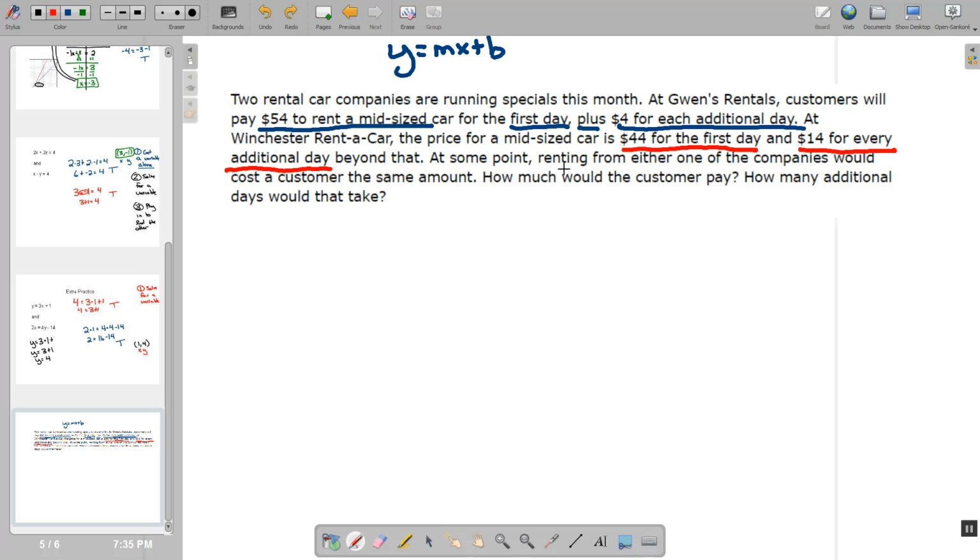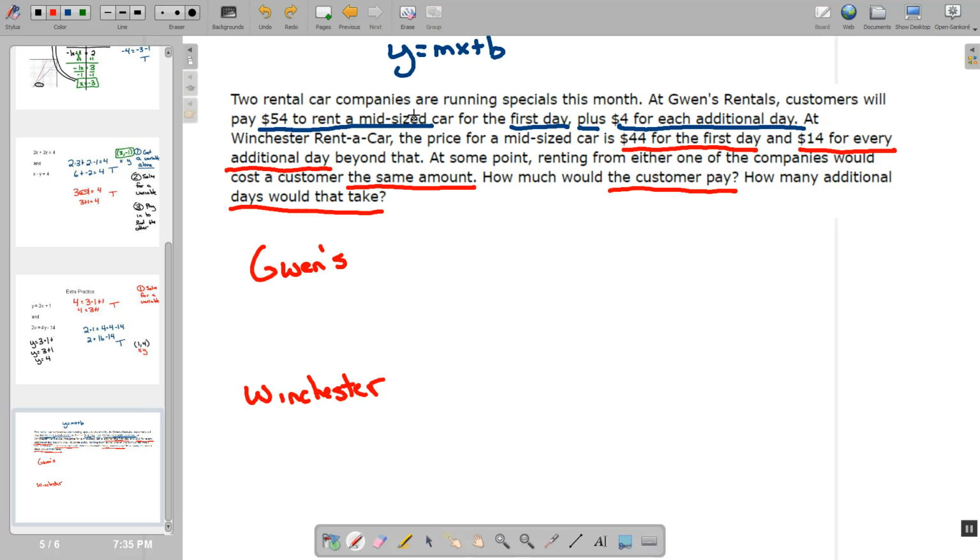At some point, renting from either one of the companies would cost the customer the same amount, so it's asking for the system of equations solution. How much would the customer pay? And then how many additional days would that take? So let's look at the two equations. Let's do Gwen's here and then Winchester down here.